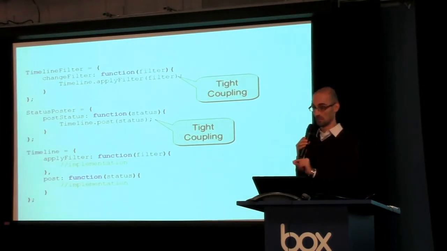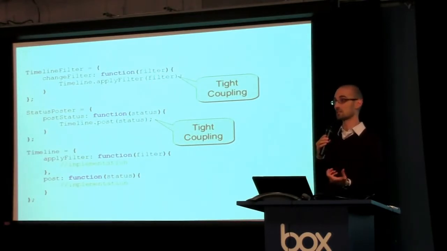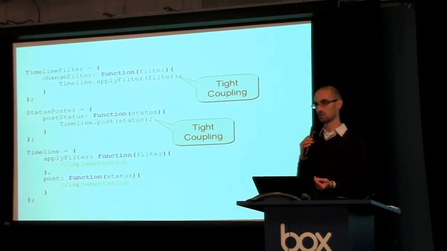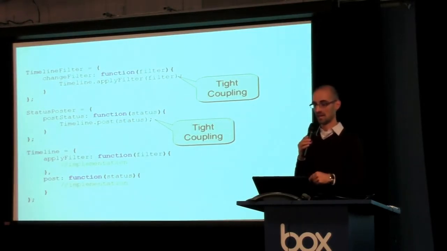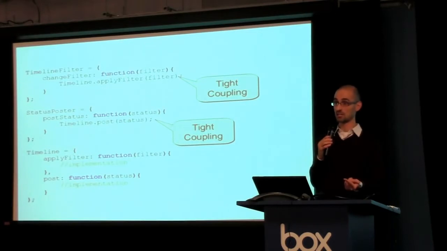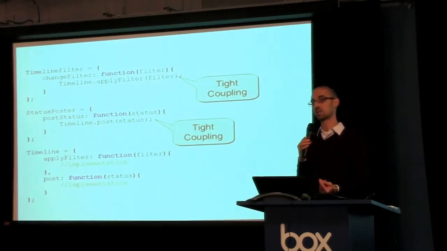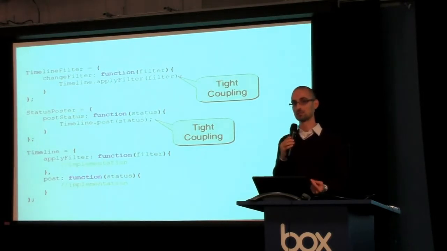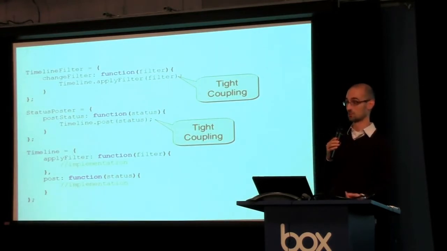Timeline filter knows about timeline. Status poster knows about timeline. And so those are tightly coupled. And that basically means that any time you change one of those, you're at risk for needing to change another one. And if timeline happens to change, then you're going to have to change those two others. So basically every change that you want to make is multiplied by some factor. And that factor is how many times those APIs are being used elsewhere.